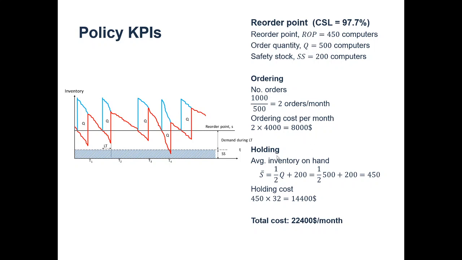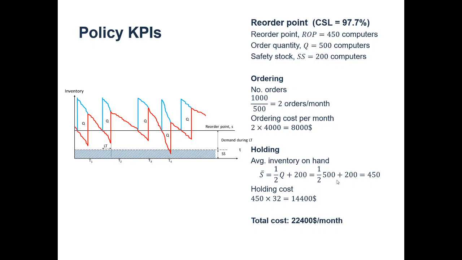And the holding cost we can calculate as the average inventory on hand times the cost per computer and month. But now the average inventory has been increased by exactly the quantity equal to the safety stock. So the average inventory on hand is half the size of our lot size plus the safety stock, which is 500 divided by 2 plus 200, which is 450. So the holding cost is now 450 times 32, which is $14,400.